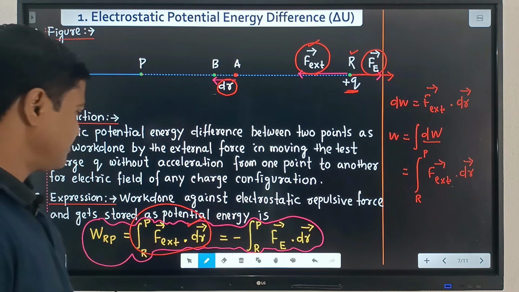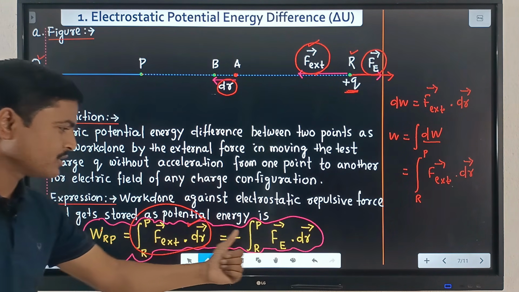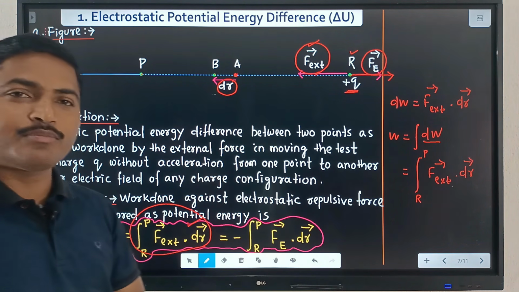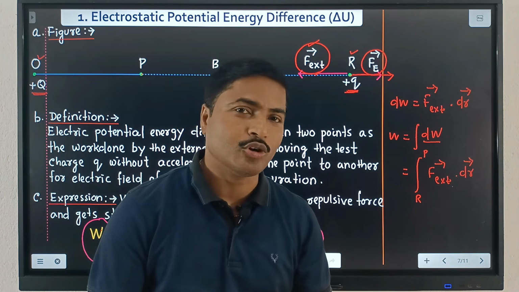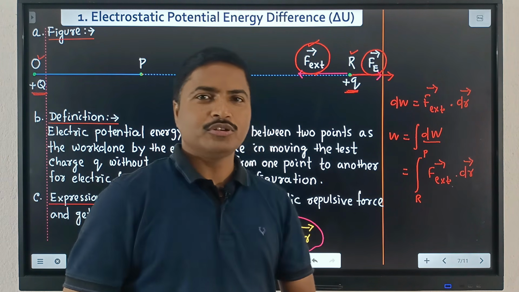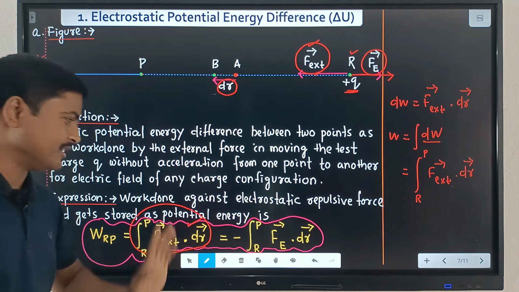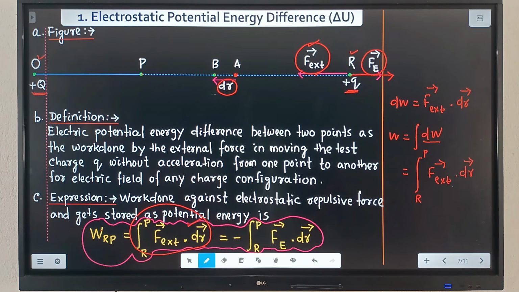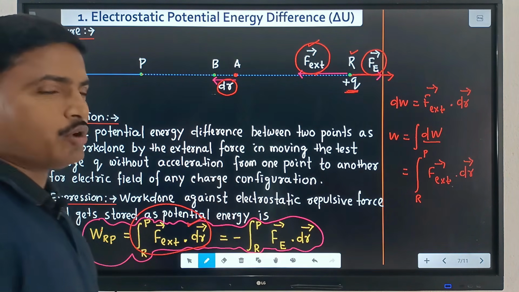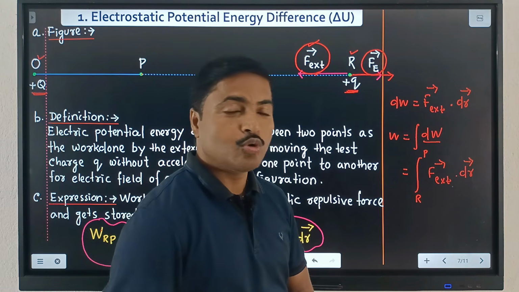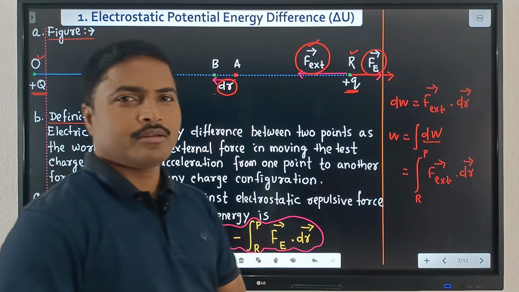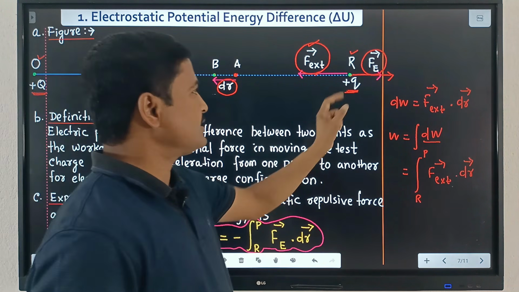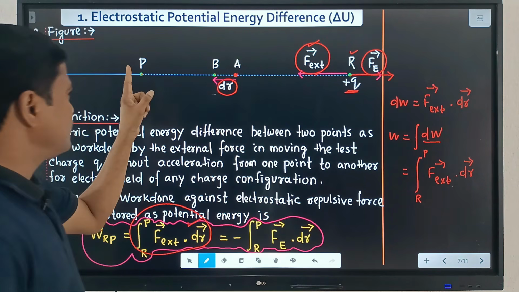And if we take, in place of the external force, the electrostatic force, both are in the opposite direction. Opposite direction means here we put a negative sign. Clear? And this is the definition of the electric potential energy difference between 2 points, meaning when the charged particle moves from point R to P.